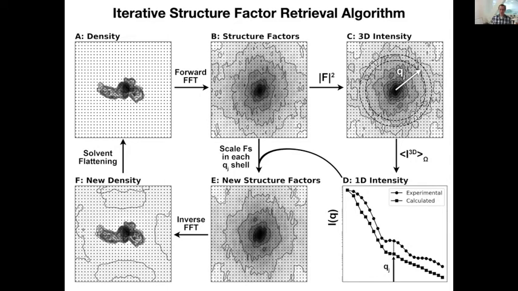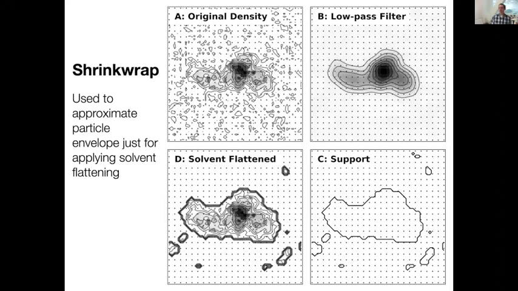So this process of solvent flattening is an important one. This is our primary real space restraint. And we do this through an algorithm known as shrink wrap. So shrink wrap takes our initial noisy density, calculates a low pass filter, which is effectively just blurring it out. And then it looks at which grid points are above some threshold. And we typically take that threshold to be like 20% of the maximum of this grid. And then that defines what we call the support or the envelope of the particle. And then we flatten all of the solvent outside that envelope, and we allow the density to be retained on the inside. And that's how we determine our solvent envelope.